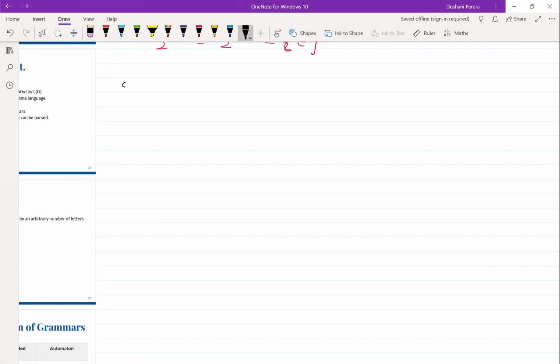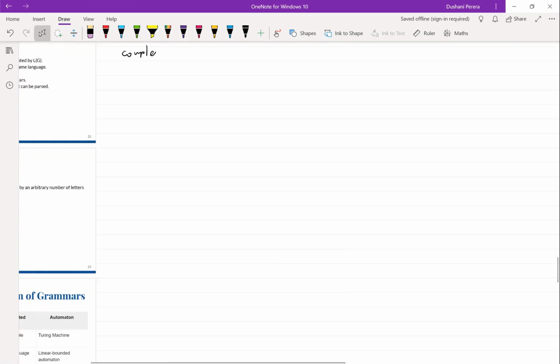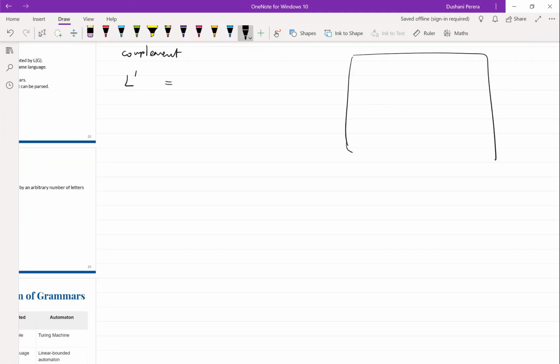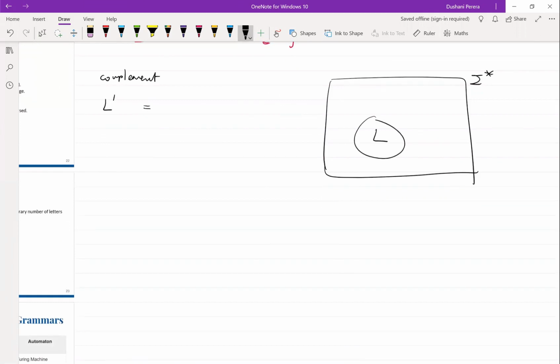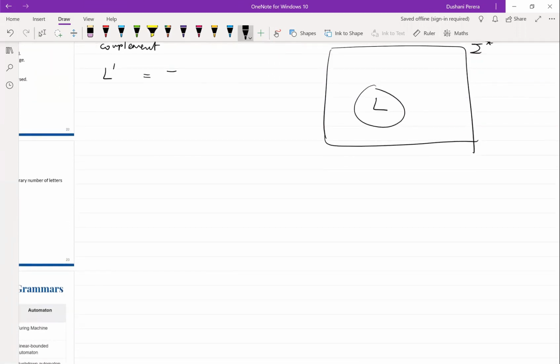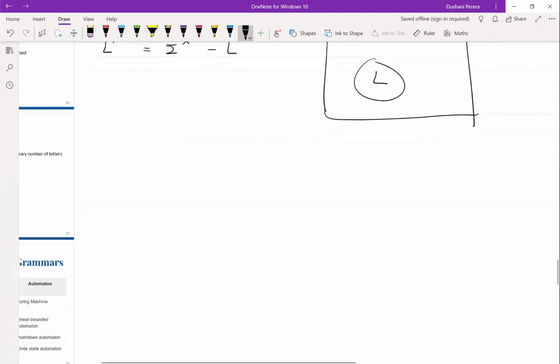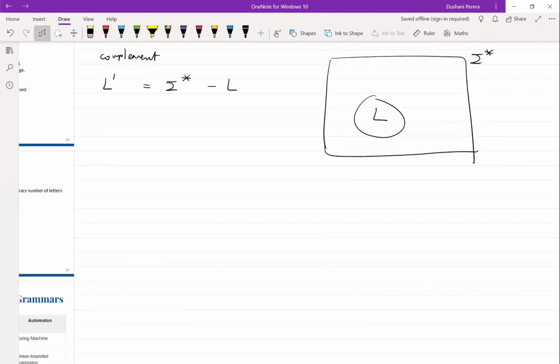Complement ගැන කතා කළොත්, if we perform the complement operation on a language, so L dash is equal to what? Now this is the universal set, and say we have L. So what is L dash? L dash is equal to sigma star minus L.